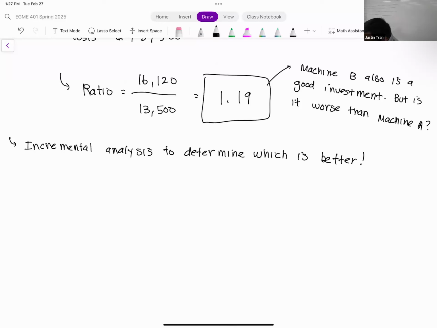Remember, the way that we do incremental analysis is we take the higher cost option minus the lower cost option. But when we're doing this with the benefit cost ratio, we do this individually for all the costs and individually for all the benefits. Let me show you what I mean.